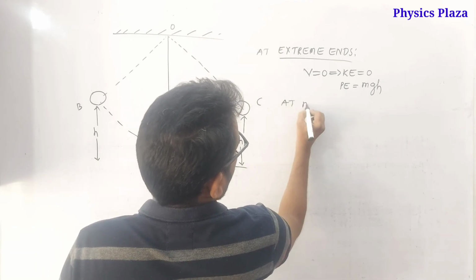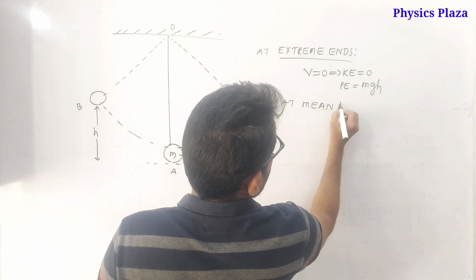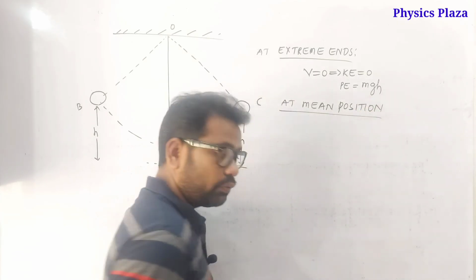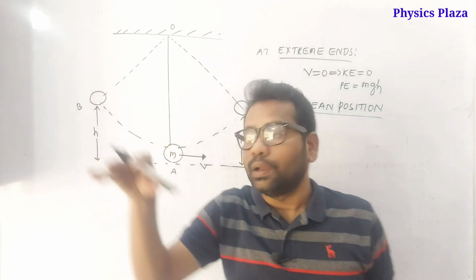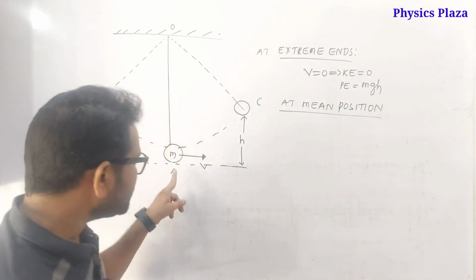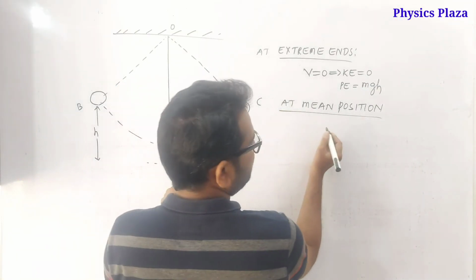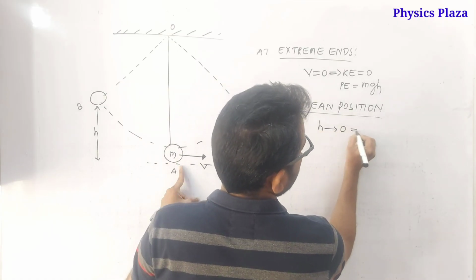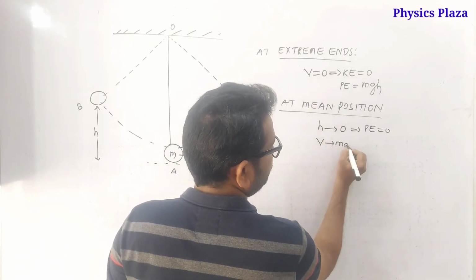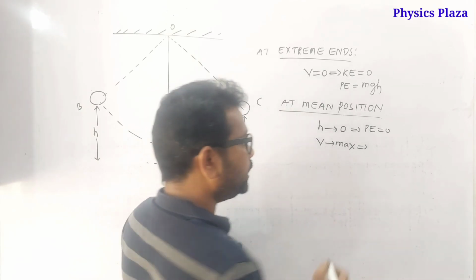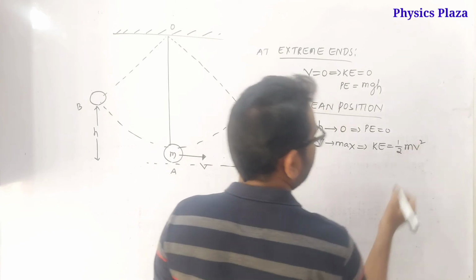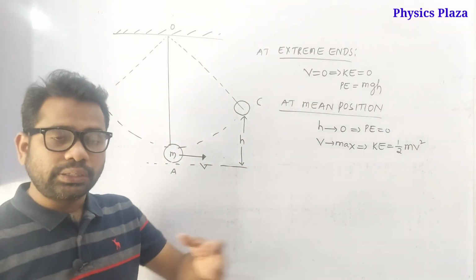Clear? Fine. Whereas at the mean position, some students will have a confusion. Sir, at the mean position it is at rest, they will think. No, we are not taking that case. Already it is oscillating, but as it is crossing the mean position point A, it is going with the maximum velocity where it has minimum height. So at the mean position, as height is almost negligible, 0, the potential energy will be 0, and it has maximum velocity. So the mechanical energy is only in the form of kinetic energy. Is it clear? Fine.